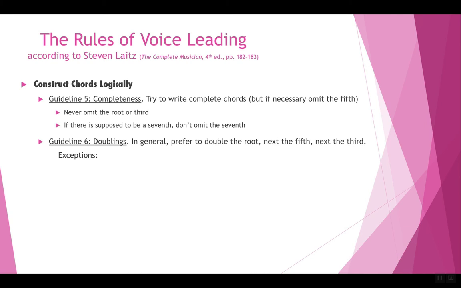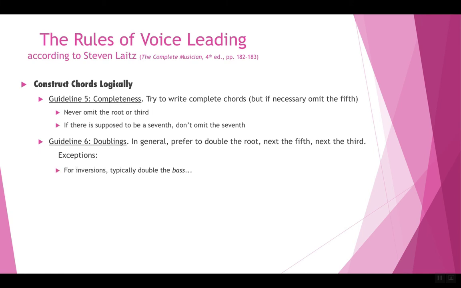Okay. Guideline number six, doublings. In general, you want to double the root. If you can't double the root, then you double the fifth. If you can't double the root or the fifth, then you double the third. And that's what we saw with Palestrina in that one case. In that one chord, he doubled the fifth, and in another chord, he doubled the third. And there's nothing wrong with either of those things. But in general, try to double the root.